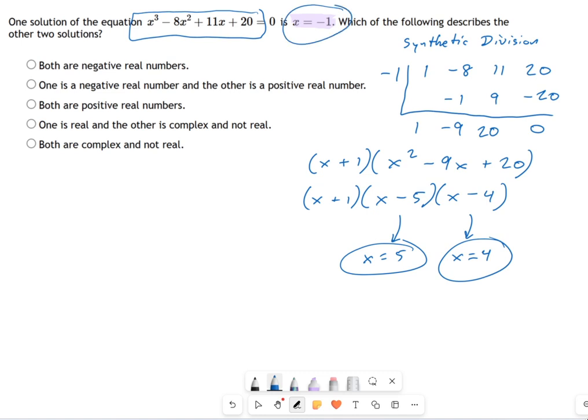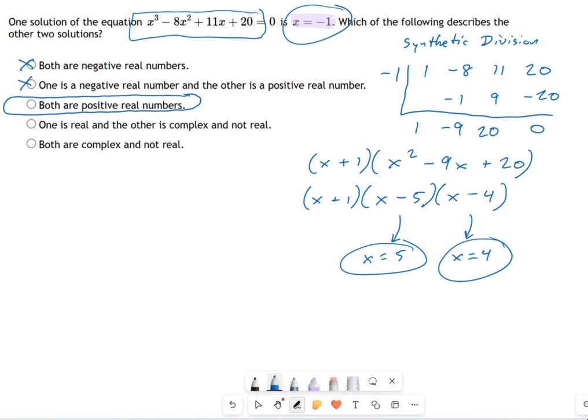So now I have three solutions here, one being the -1 that I started with, two of them being right here. And if I look over this list, are both negative numbers? No, that's not it. One's negative, one's positive? Nope. Both are positive real numbers. There we go. That's the solution to this problem.